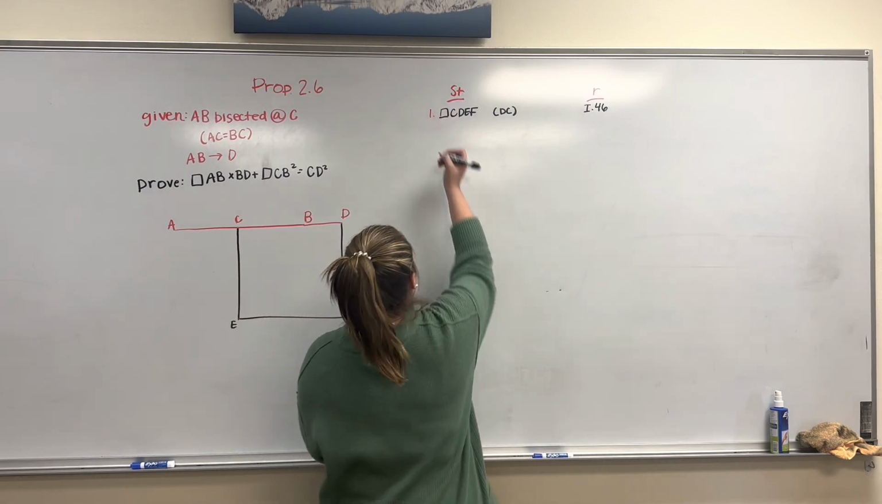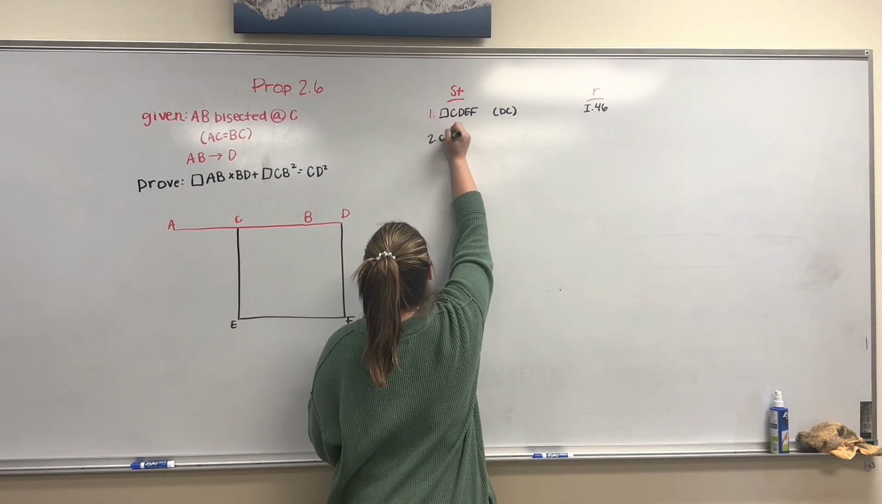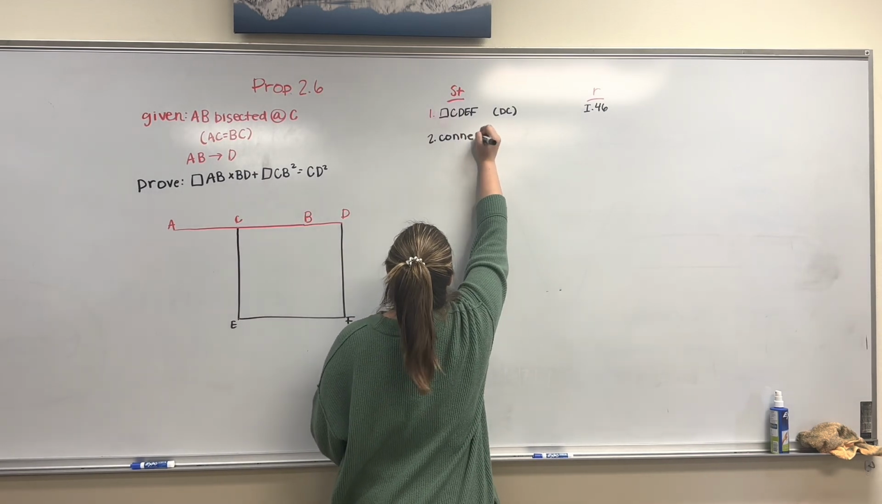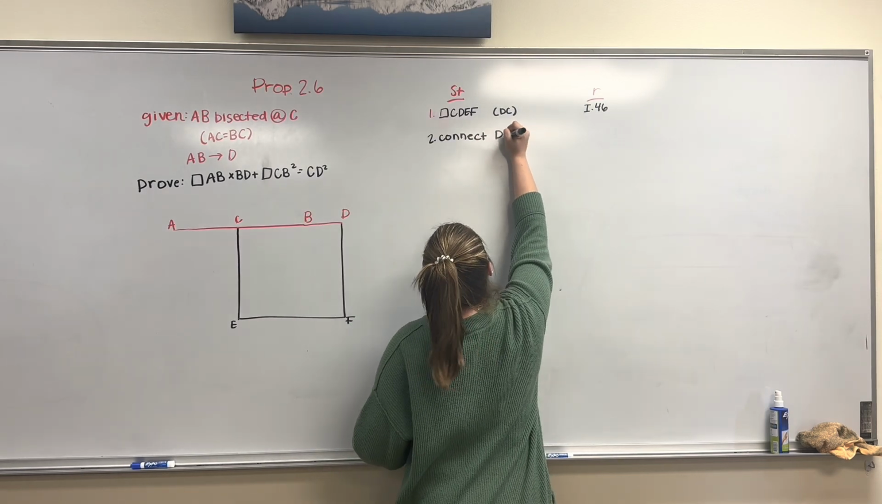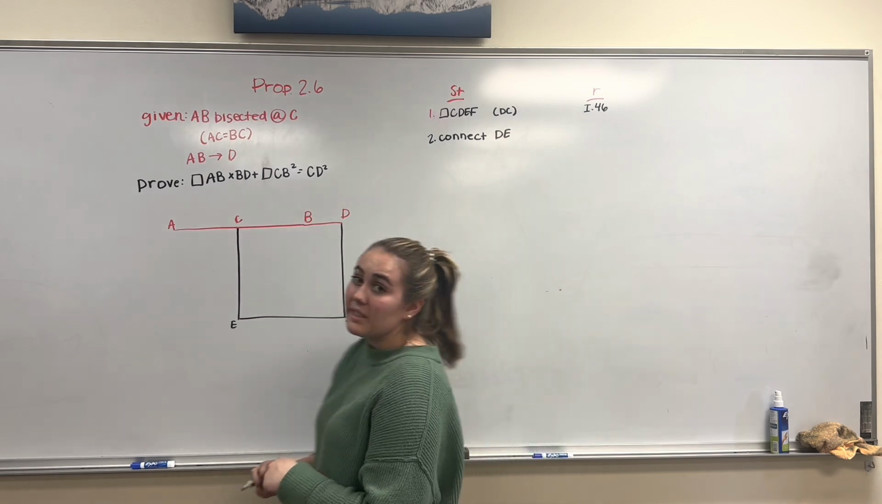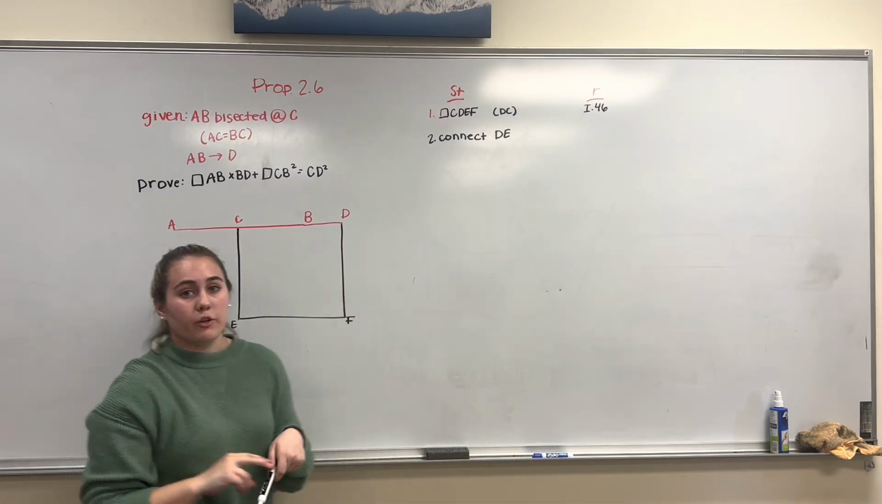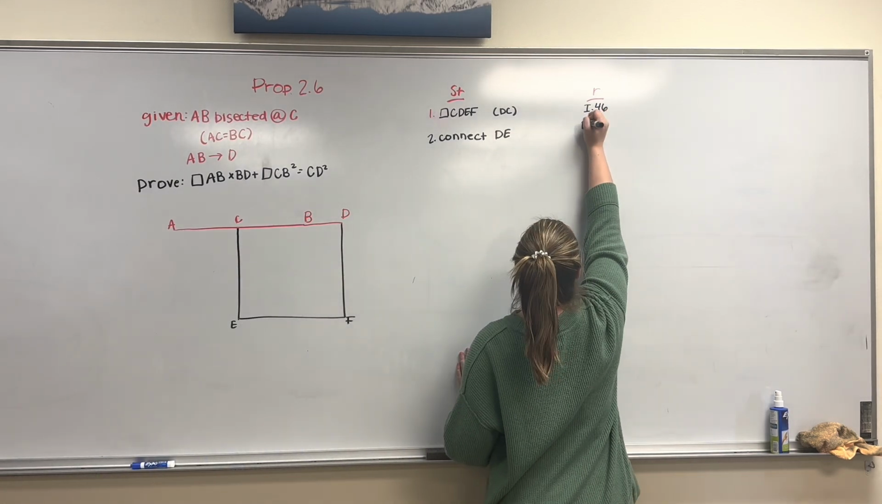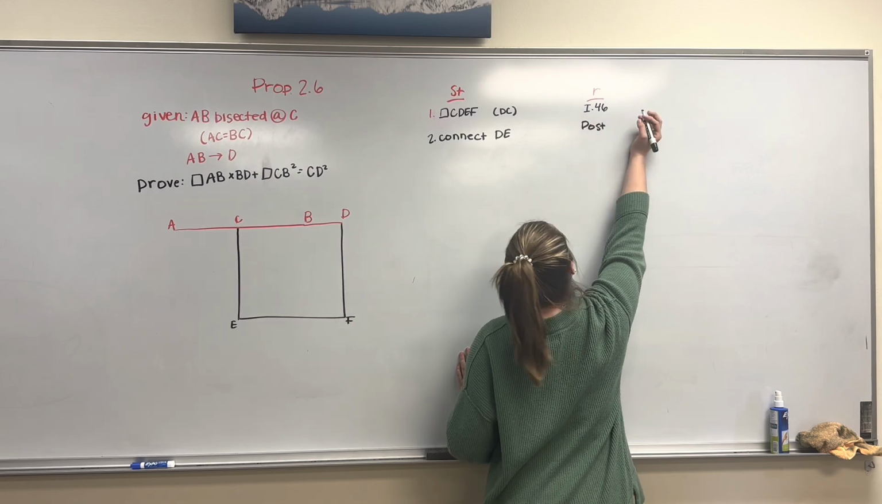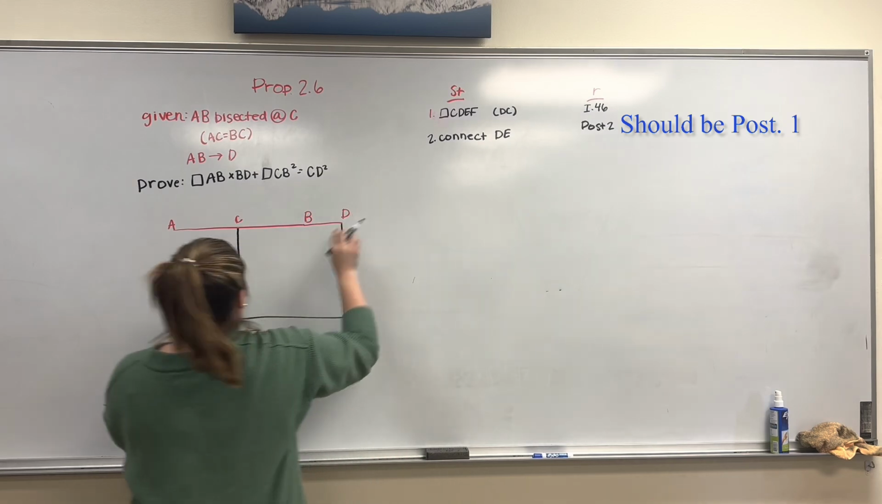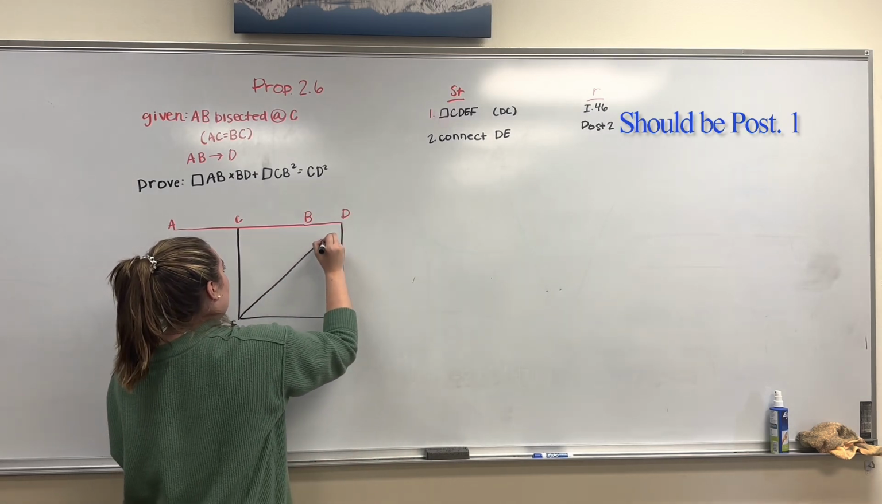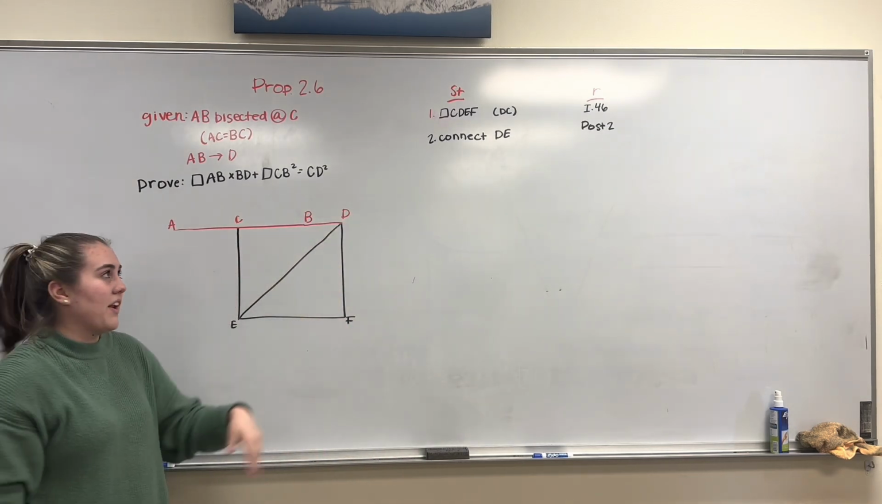So the next thing we are going to do is connect two points. I would be connecting DE, and that would be using postulate 2. And postulate 2 says that if you have two points, then you can connect them using a line. So we'll be using that. So we have that now.